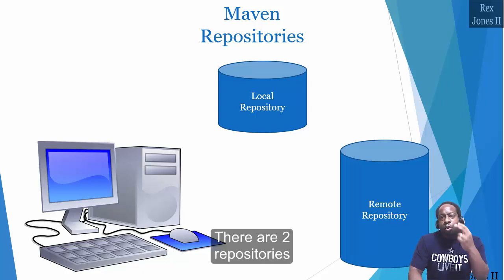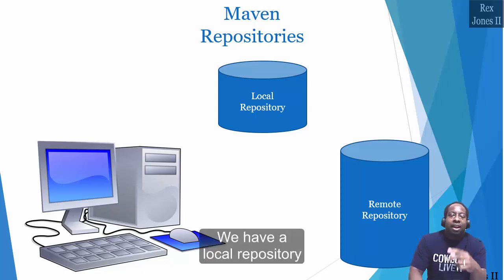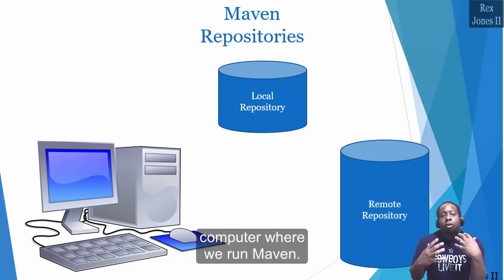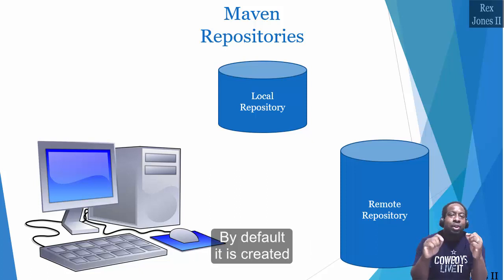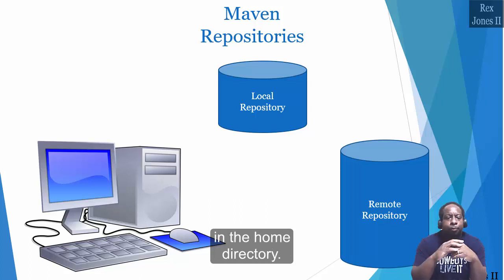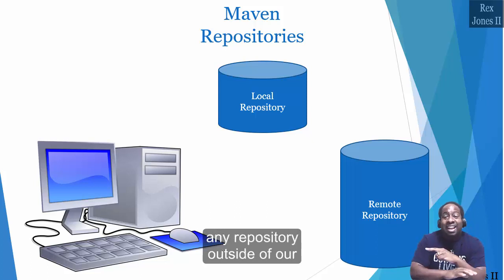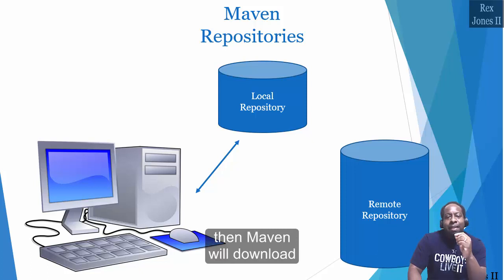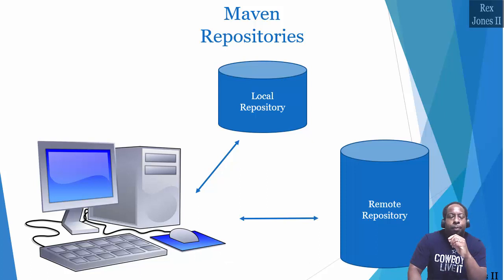There are two repositories for Maven. We have a local repository and remote repository. The local repository is a directory on our computer where we run Maven. By default, it is created in the home directory. The remote repository is any repository outside of our directory. If the local repository does not have a dependency, then Maven will download the dependency from the remote repository.